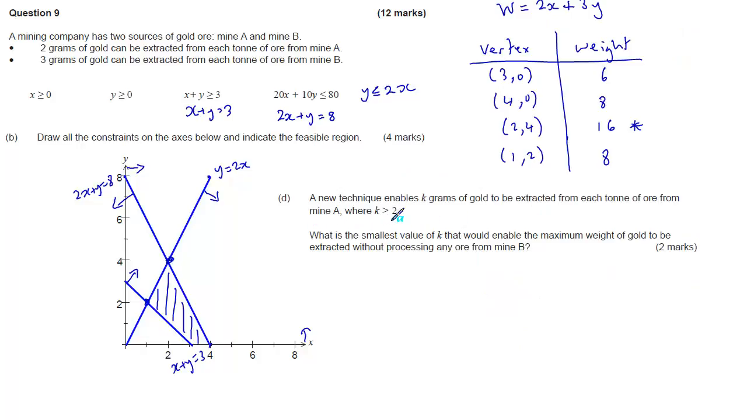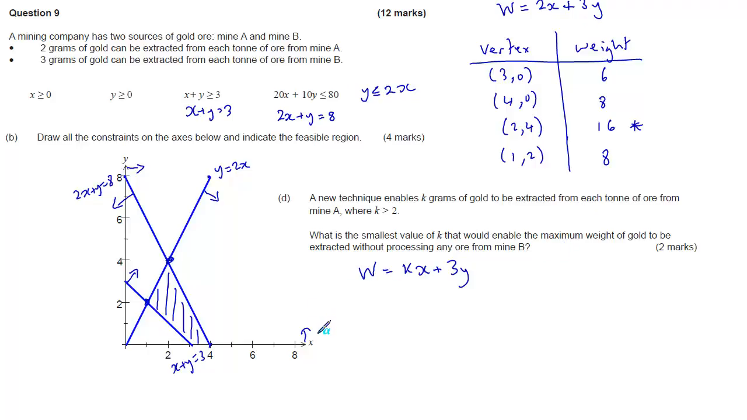A new technique enables K grams of gold to be extracted from each ton of ore from mine A, where K is greater than 2. What is the smallest value of K that would enable the maximum weight of gold to be extracted without processing any ore from mine B? So the new weight function would be Kx plus 3y. There's no change to what happens from mine B.